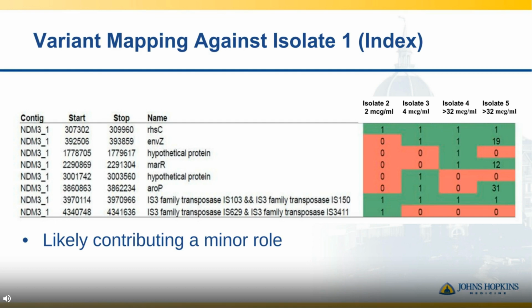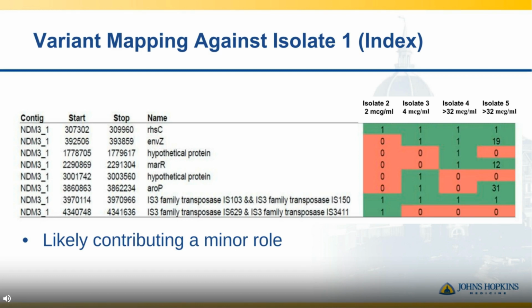And so we did variant mapping against isolate 1. So isolate 1 was our first index isolate with a single copy of NDM-5, where our cefiderocol MIC was still sitting at 2. And then we took all consecutive isolates that we recovered from the patient after that and compared them to the index isolate to see if we could find any consistent mutations or additional mutations leading to resistance in these isolates. And there were no consistent mutations.